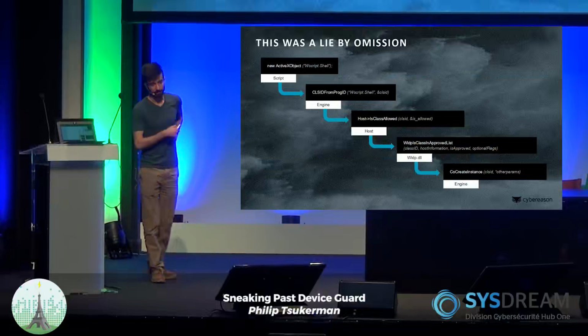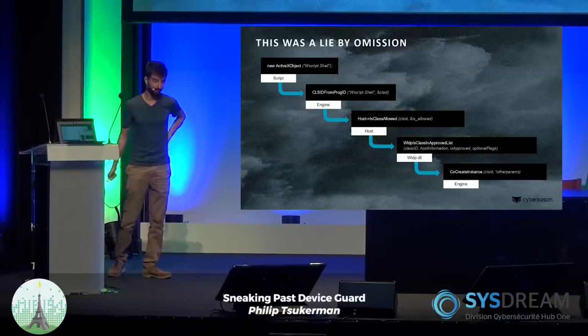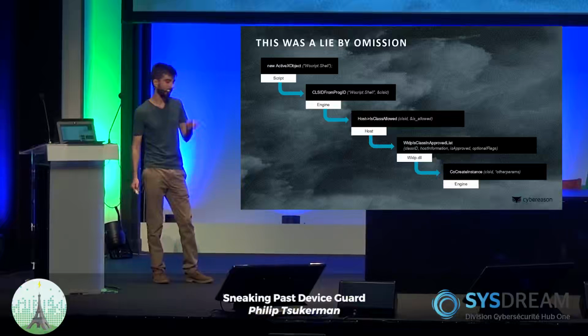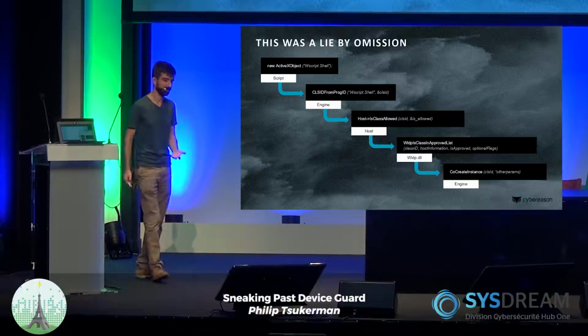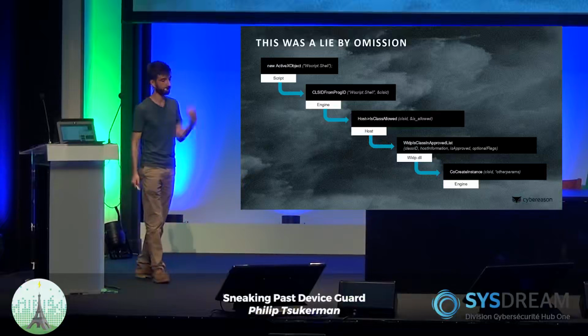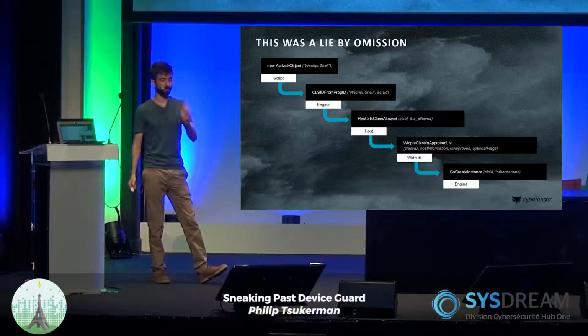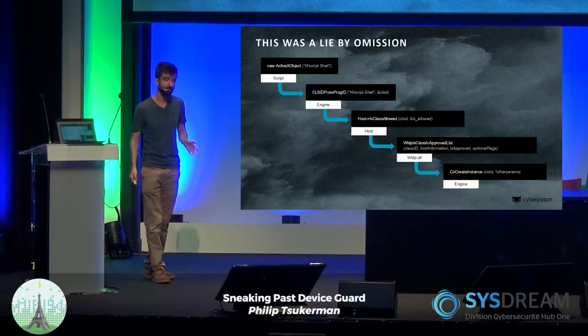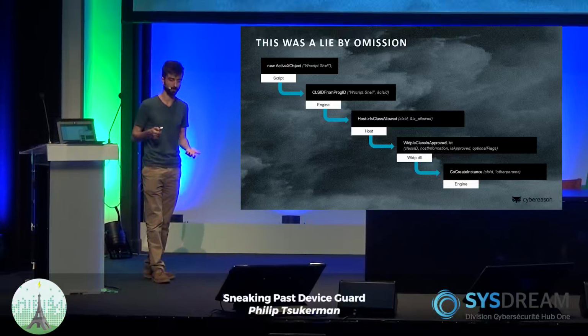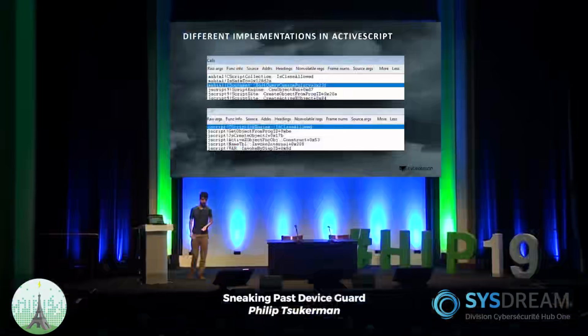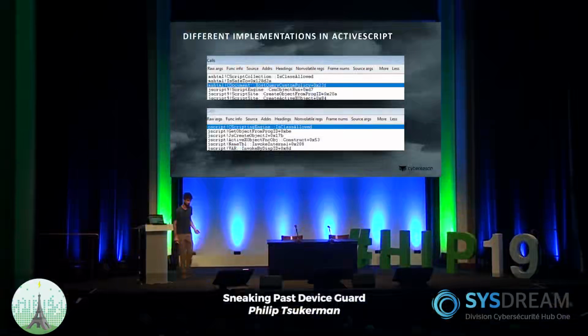Now, when I first showed this thing, it was actually a lie by omission, because I didn't tell you how the scripting engine actually passes the class ID, the GUID of the object, to the isClassAllowed function in the host. And the answer is, there is no one single implementation of this, which was actually the source of a vulnerability in Device Guard. So let's look at 2 call stacks.